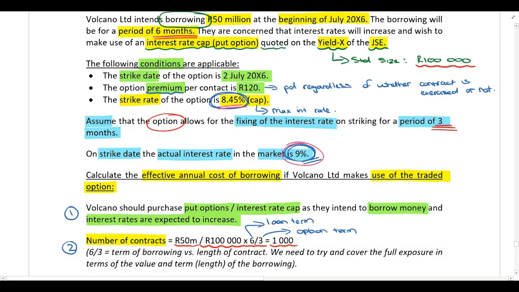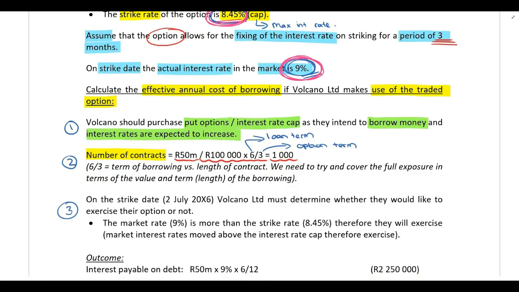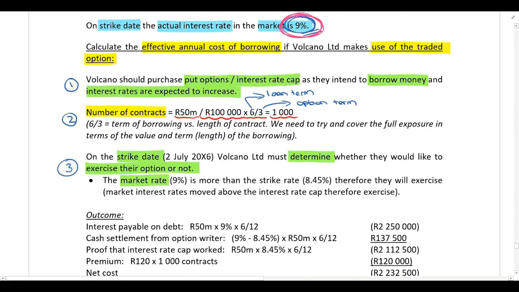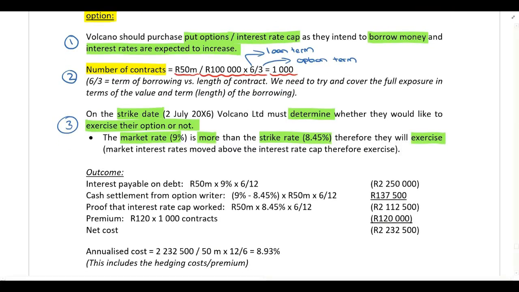So because the market rate is higher than the cap, they would exercise the option. It's obviously better to pay interest at a rate of 8.45% instead of a rate of 9%. So in terms of the discussion, on the strike date, they need to determine whether they should exercise the option or not. And because the market rate is more than the strike rate, they will obviously exercise the option. So let's look at what the outcome of this transaction is.